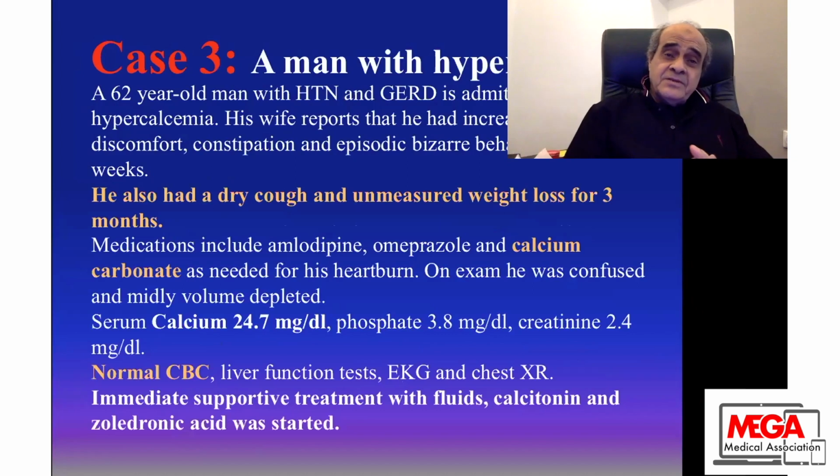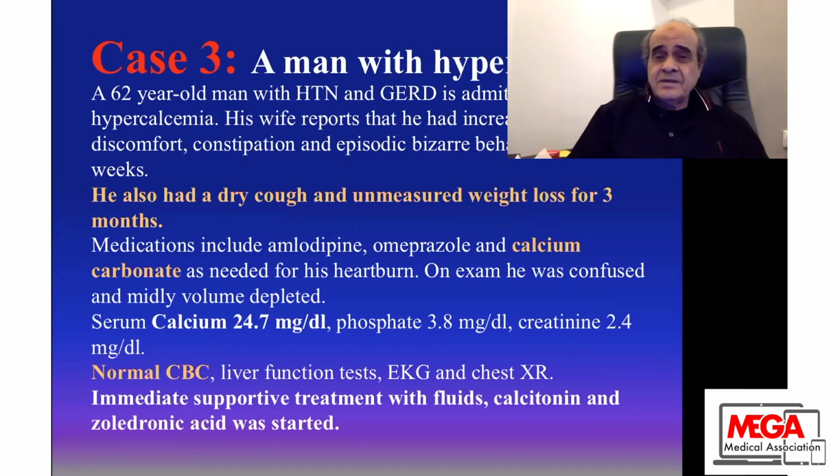The next patient we will discuss is a man with hypercalcemia, a 62-year-old man with hypertension and reflux GERD, admitted with hypercalcemia. His wife reports that he had increasing abdominal pain, discomfort, constipation, and episodic bizarre behavior for 2 weeks. He also had a dry cough and unmeasured weight loss for months. Medications include amlodipine, omeprazole, calcium carbonate as needed for his heartburn. On exam, he was conscious and mildly volume depleted.